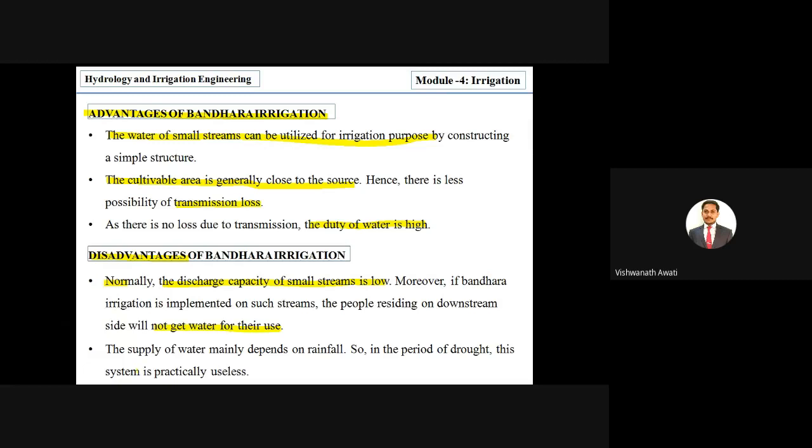Next, the supply of water mainly depends on the rainfall. Means for this stream, the supply of water mainly depends on rainfall. So in a drought situation, the system is practically useless. If rainfall is good, then it is useful. Otherwise it is practically useless, and it may create additional problems, right? So these are the advantages and disadvantages of Bandhara irrigation.